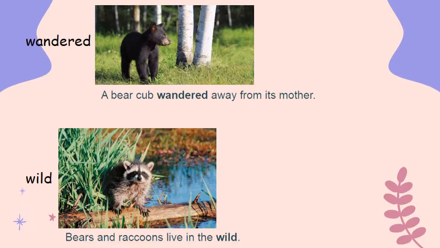Now we have the word wild. Wild means an area where animals move freely, okay? Or a place where animals move freely. For example, bears and raccoons live in the wild, okay? Bears and raccoons live in a place where they can move freely.